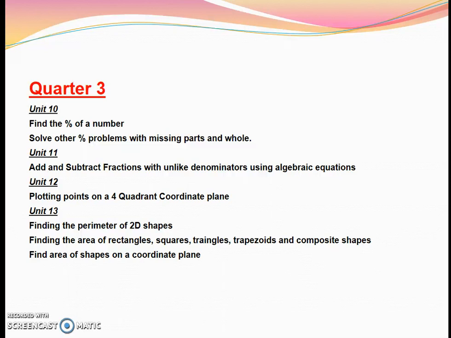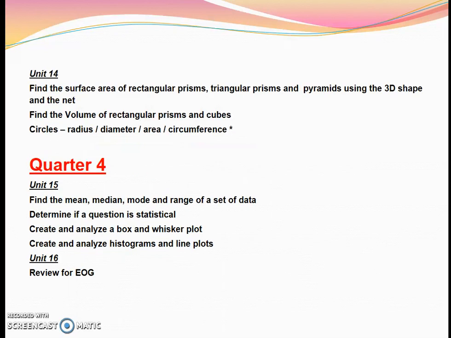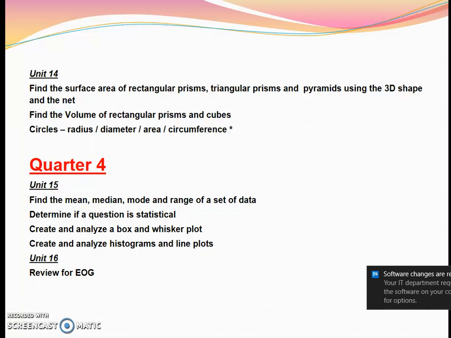Quarter 3, we find the percent of a number, and we solve other percent problems with missing parts and wholes. We add and subtract fractions with unlike denominators. We plot points on a coordinate grid, and after we plot those points, we find the perimeter of 2D shapes, as well as the area of rectangles, squares, triangles, trapezoids, finding the area of shapes on the coordinate plane. We then find the surface area of 3D shapes like rectangular prisms, triangular prisms, pyramids. We find the volume of rectangular prisms and cubes, and then we end with circles, finding the radius, diameter, area, and circumference of those circles.